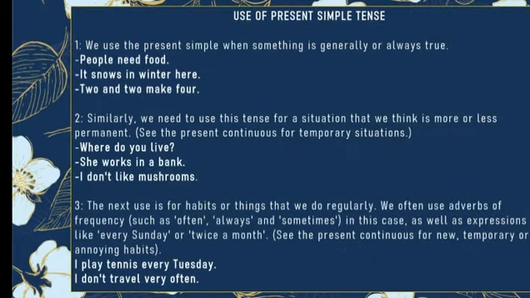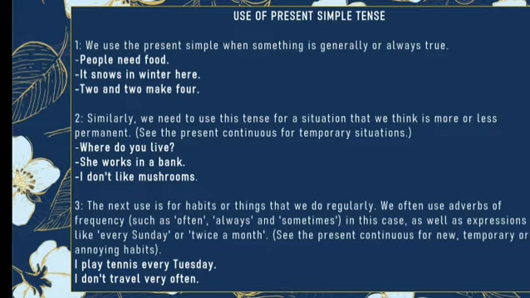Okay, next, the use of present simple tense. Number 1, we use the present simple when something is generally always true. Example: people need food. It snows in winter here. And two and two make 4. Number 2, similarly, we use this tense for a situation that we think is more or less permanent. Example: where do you live? She works in a bank. I don't like mushrooms.